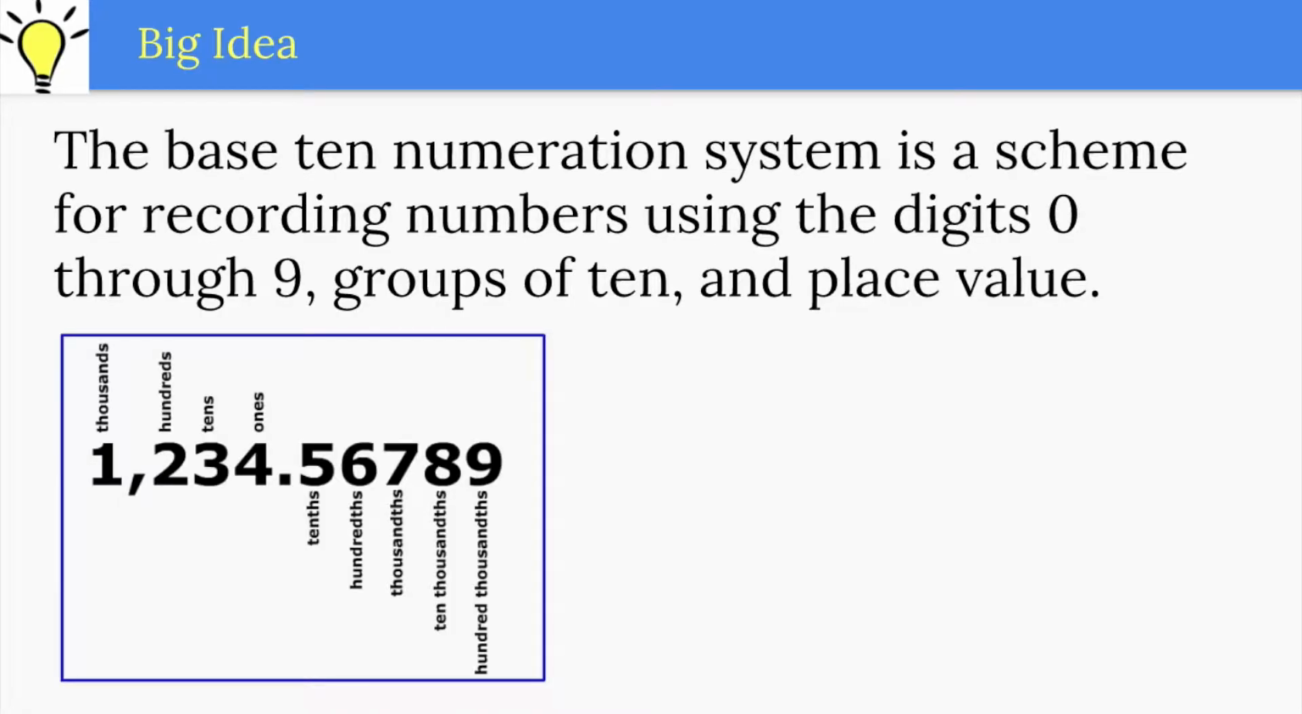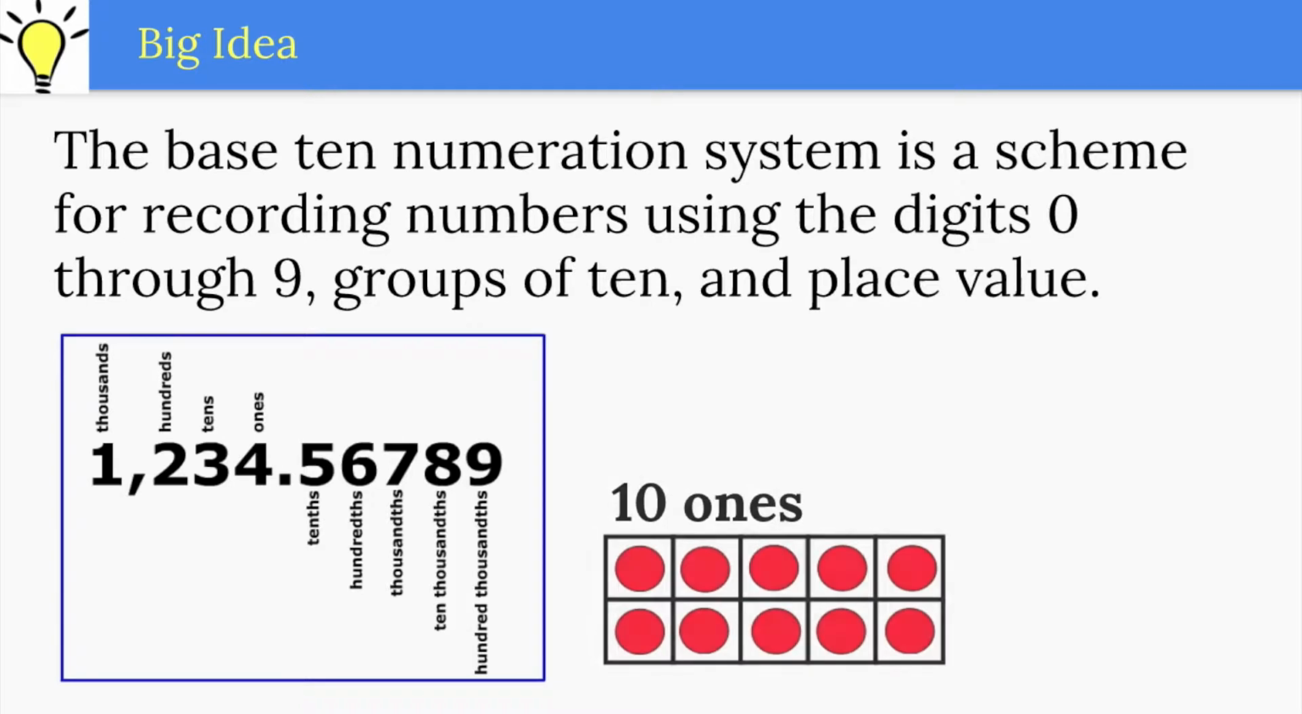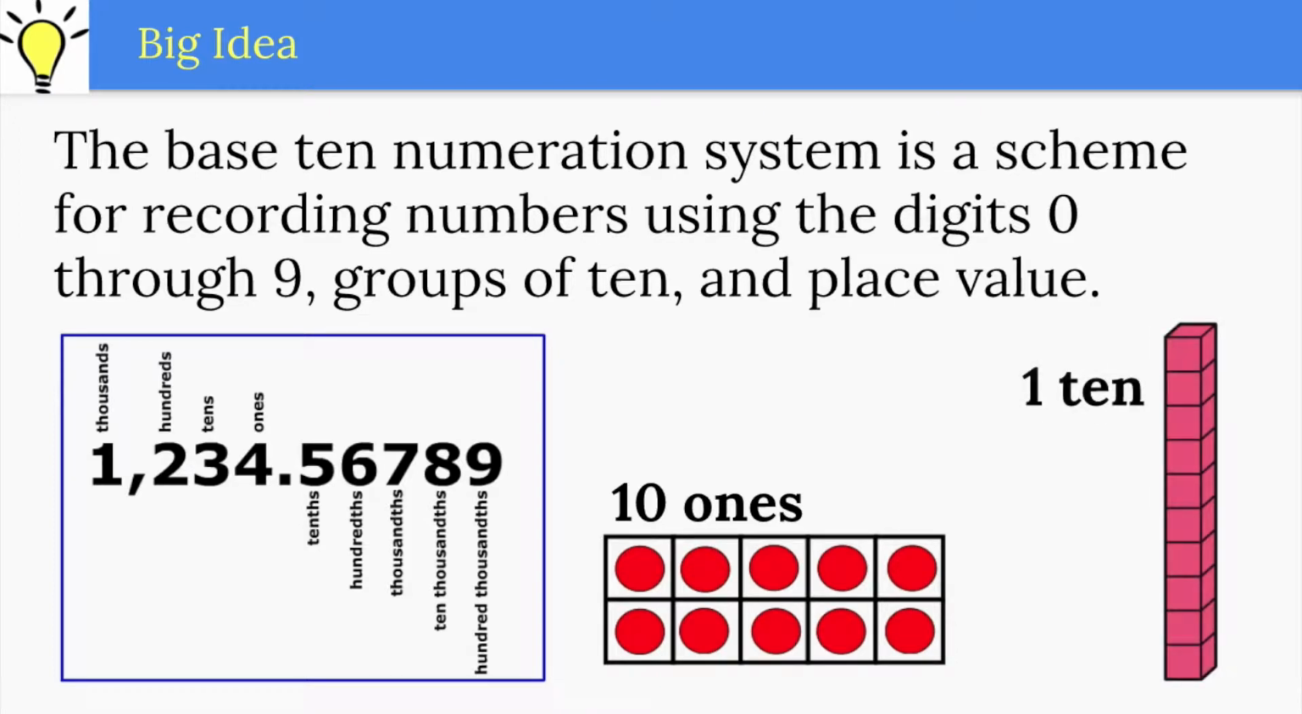The big idea of this unit is how the base 10 numeration system is a scheme for recording numbers using the digits 0 through 9, groups of 10, and place value. Underlying the idea of place value is the concept of unitizing, that a quantity of one thing can be renamed as one unit of another thing, 10 ones as 1 ten, for example.